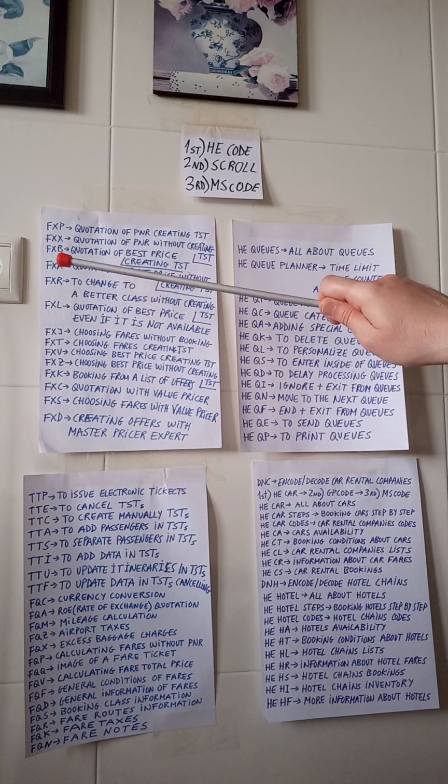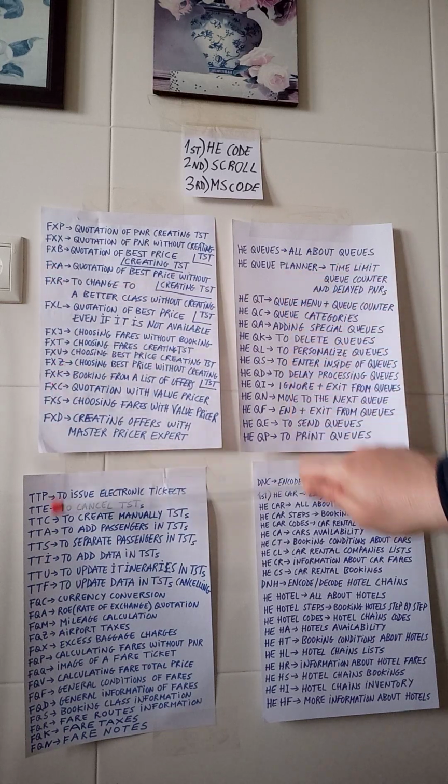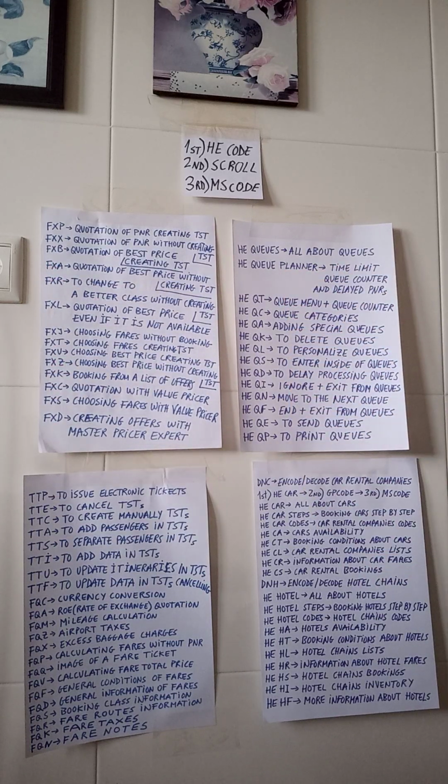HEFXR. This one, I continue like this, please follow the list. Has information on how to upgrade without creating TST. HEFXL has information on how to quote the cheapest price even if it's not available. HEFXJ has information on how to choose rates from a listing without booking them. HEFXT has information on how to choose rates from a listing by creating TST.